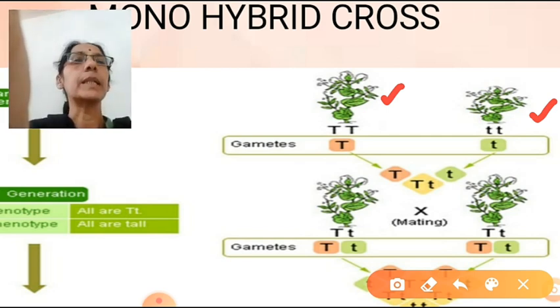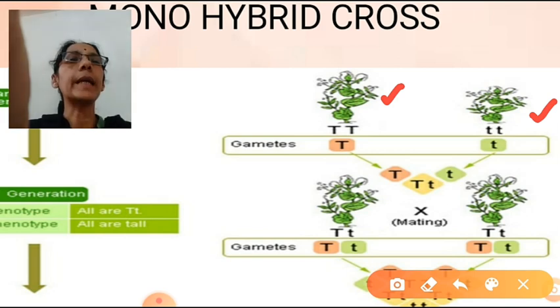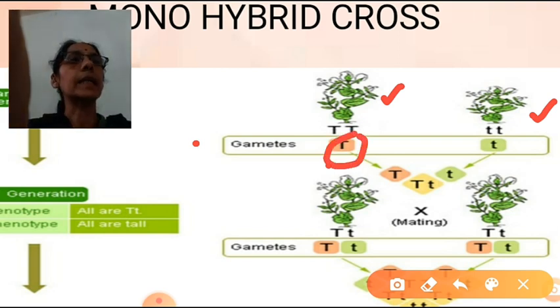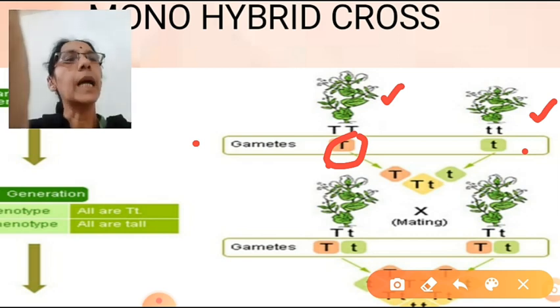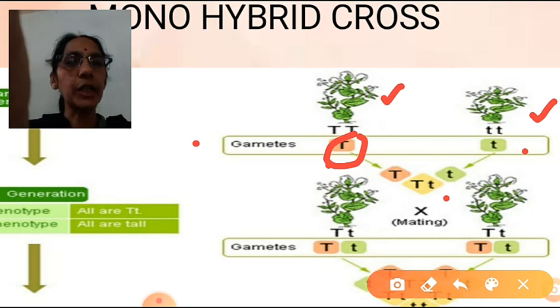This is clear. Now the next one is about gamete formation. Here, tall, homozygous tall. Both the alleles are identical. So gamete is always haploid. So only one T is written and that should be encircled. Clear, it is being encircled. Likewise here only small t is written. And then during fertilization both the gametes fuse with each other and form the F1 generation or first filial generation.